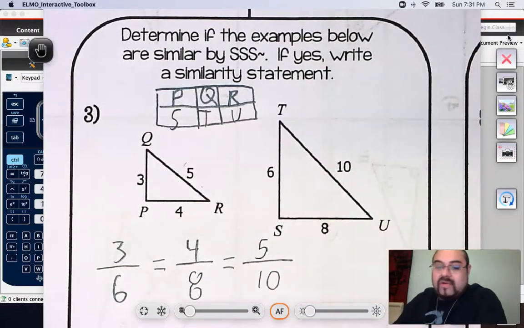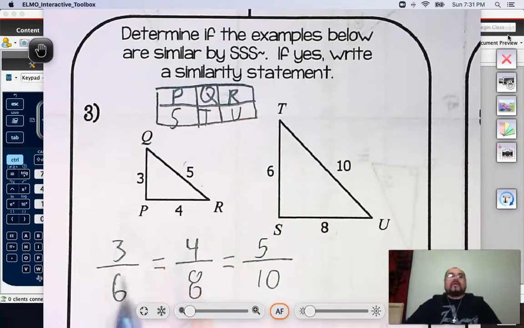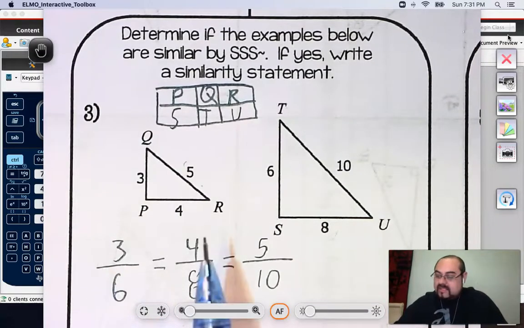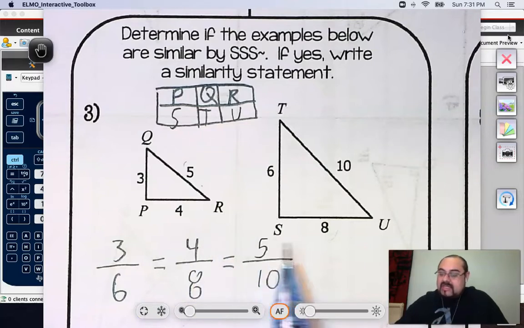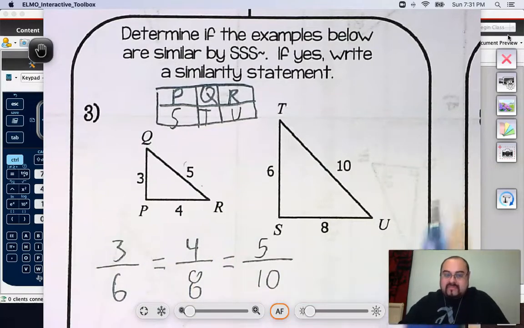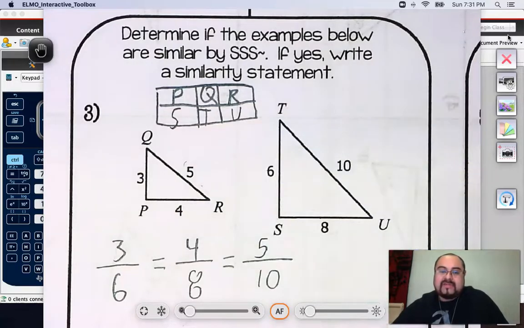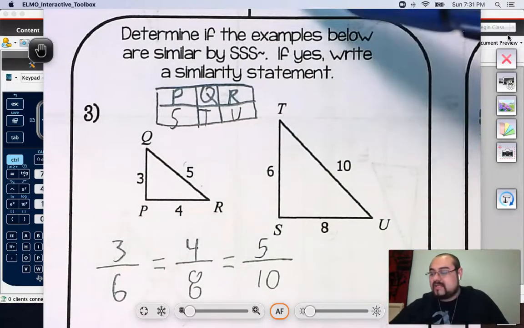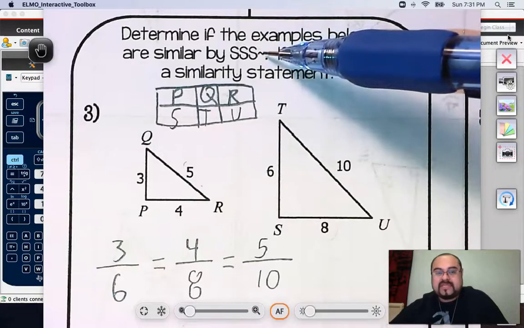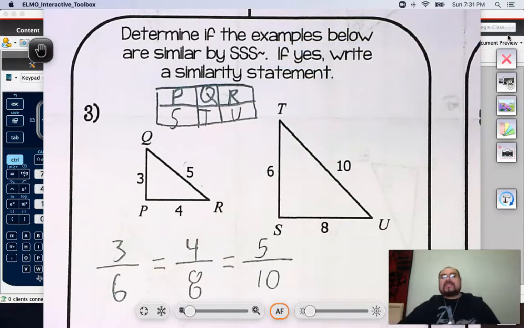What I'm going to do is use the calculator, the TI Nspire, to see if this fraction is equal to this fraction is equal to this fraction. If they're all equal to each other, then we do have proportionality, which proves that these two triangles are similar using the SSS postulate, the side-side-side postulate. So watch how easy this is.